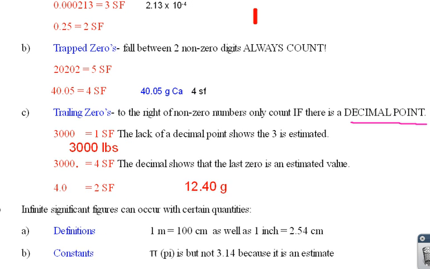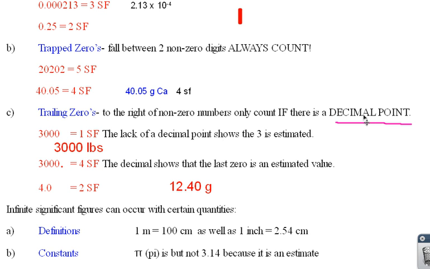Trailing zeros are the hardest of the zeros, and they're only counted if there's a decimal point. Here we have two different examples. With this one, none of these zeros are considered significant because there's no decimal, so the whole thing is just a giant estimate. Something weighs 3,000 pounds. Well, the very first value is an estimate. But if someone wrote down 3,000 with a decimal, they're trying to convey that the 3, the 0, and this 0 are all very well known, and the estimate is the last 0.